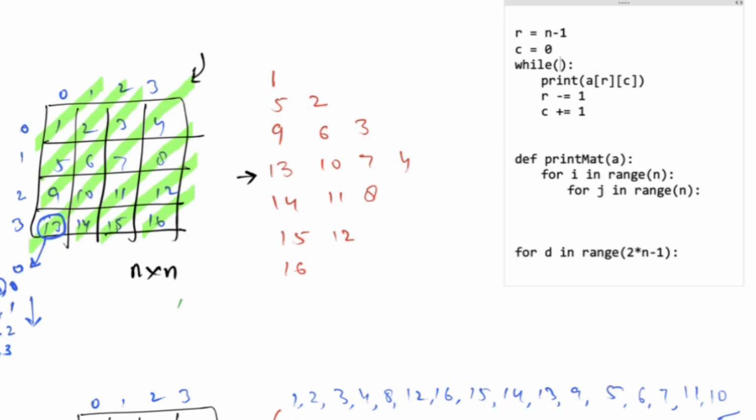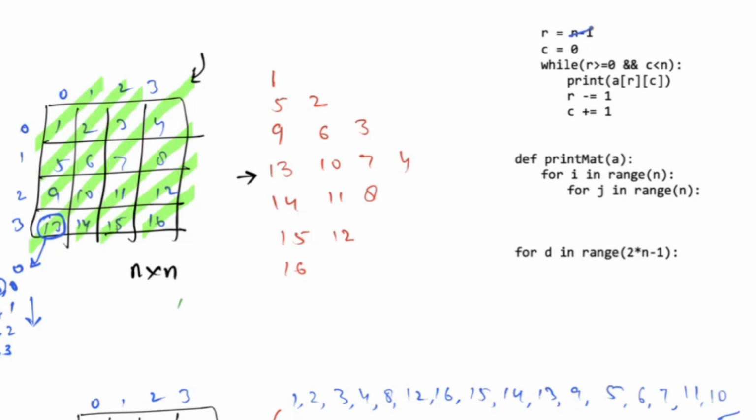Yes, sir. Okay. Let's say I set R to 2 and C to 0. If I set this as the initial point, then what will be the output of this while loop?